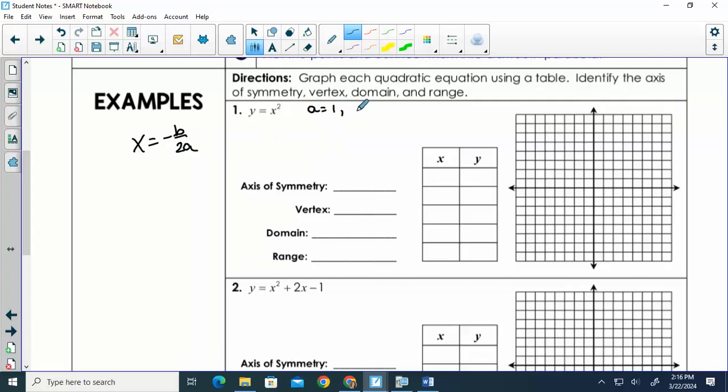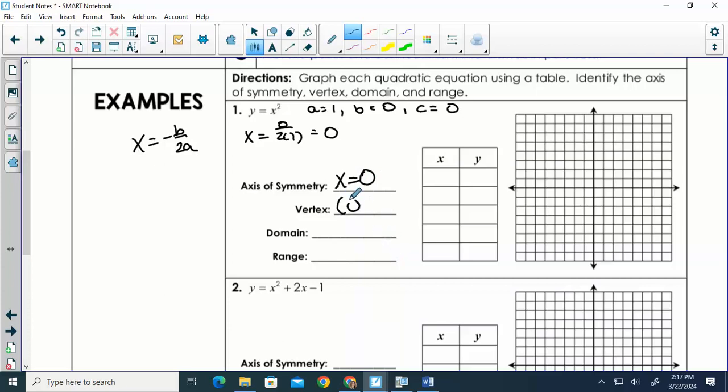It's the number in front of x squared. B is the number in front of x, so that's just 0. What's our c? 0. So if I do the opposite of b, so opposite of 0 is still 0, over 2 times 1, we get 0. So the axis of symmetry is x equals 0.